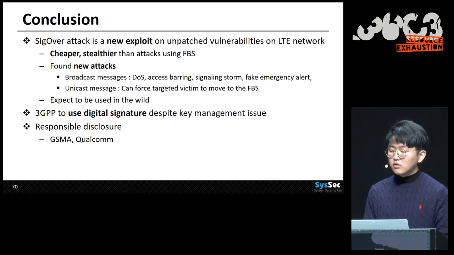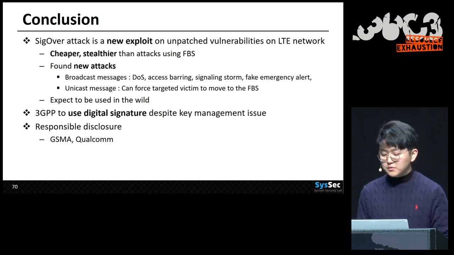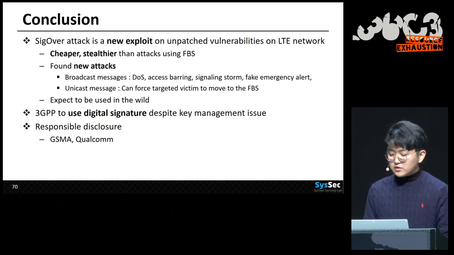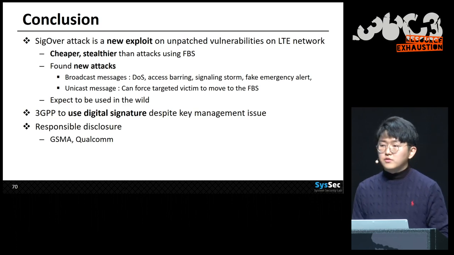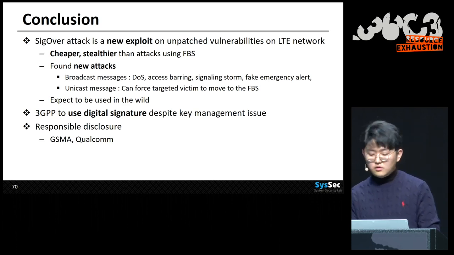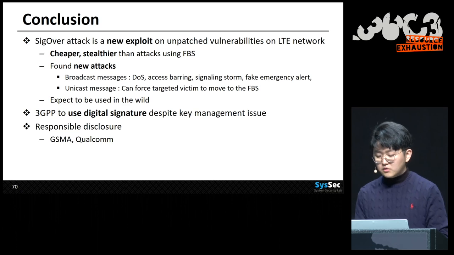Therefore, not only cellular networks, but all the systems based on cellular networks, such as vehicle to everything, can be affected. In the future, mobile communication technologies such as 5G and 6G will be developed. So, more secure systems should be made by considering the security of the physical layer, which was not considered before. Therefore, I strongly suggest 3GPP to use digital signatures for the physical channel, despite its difficulty.